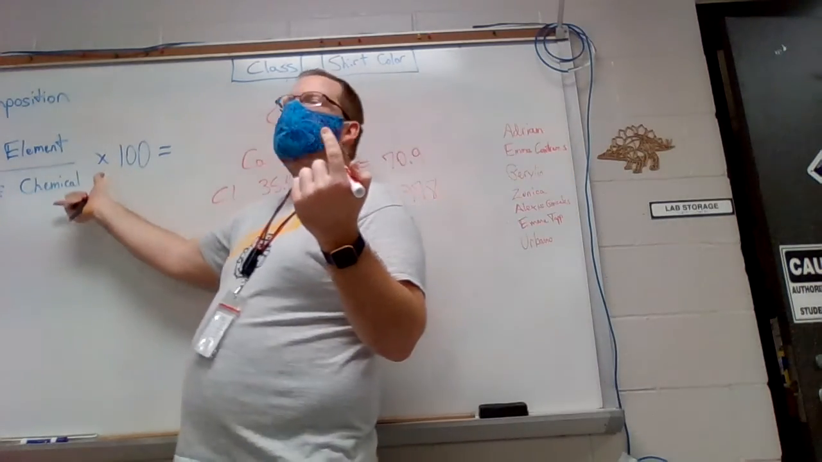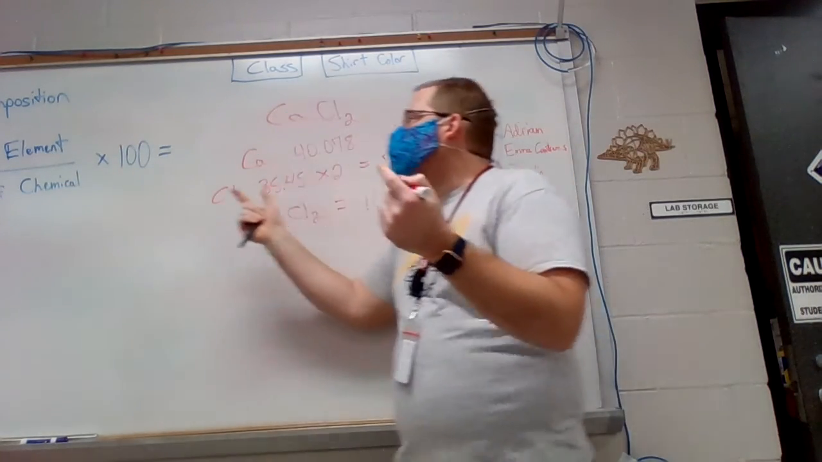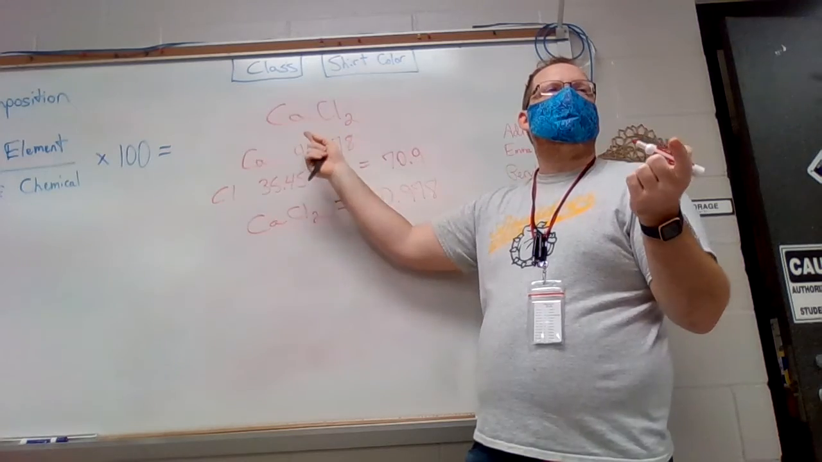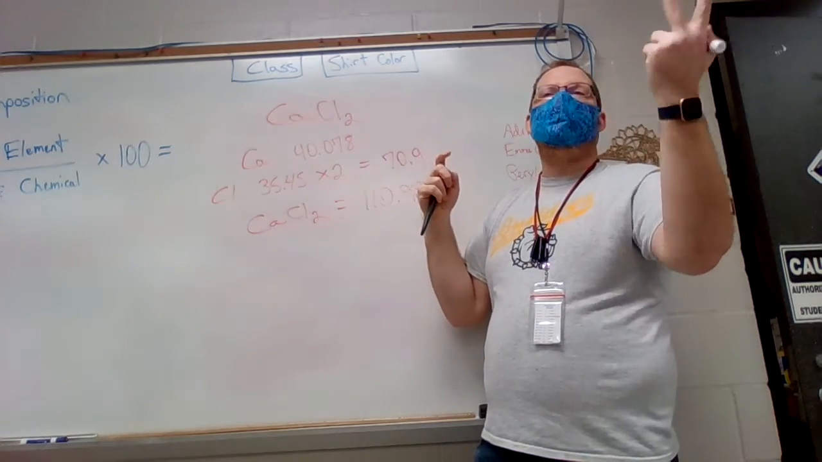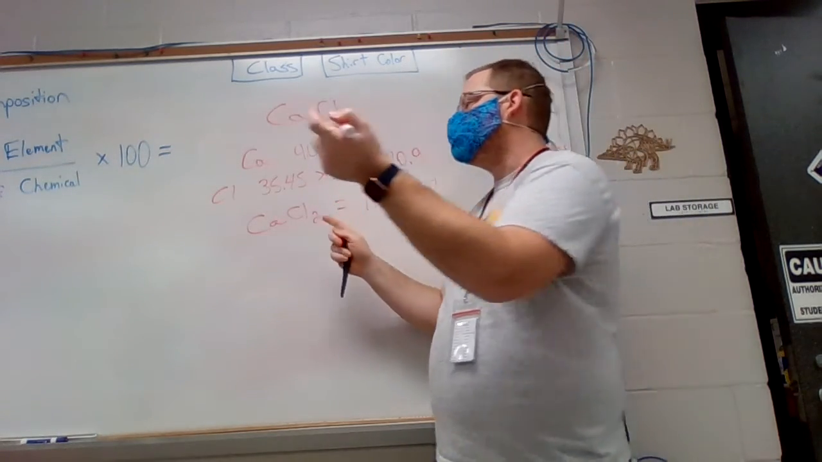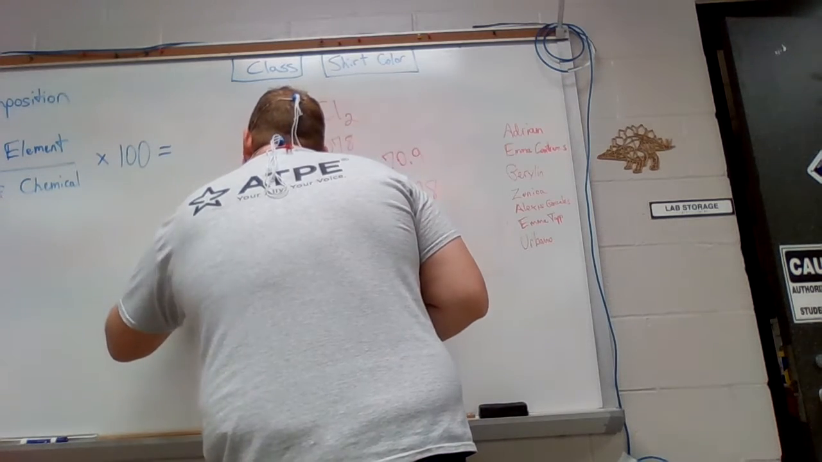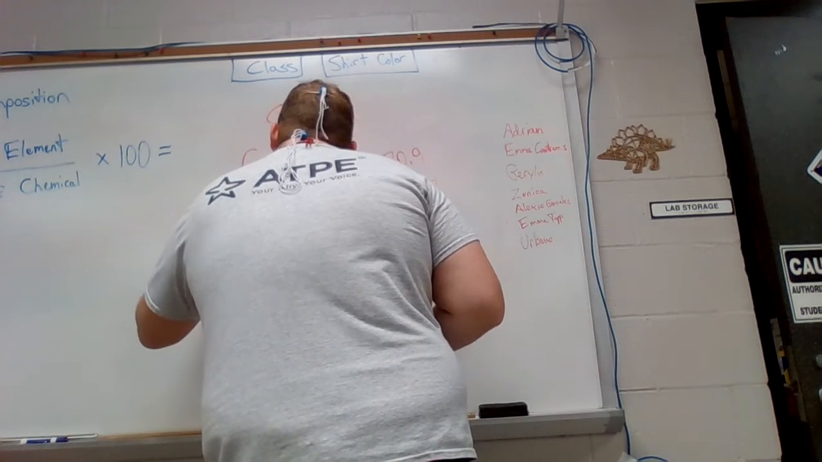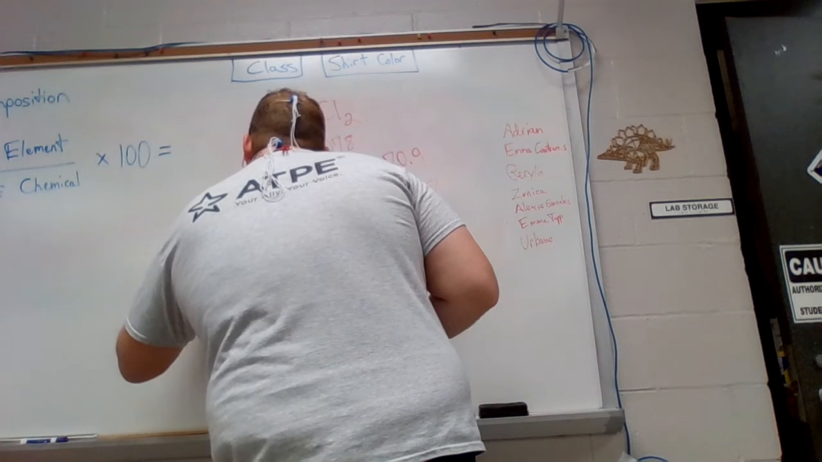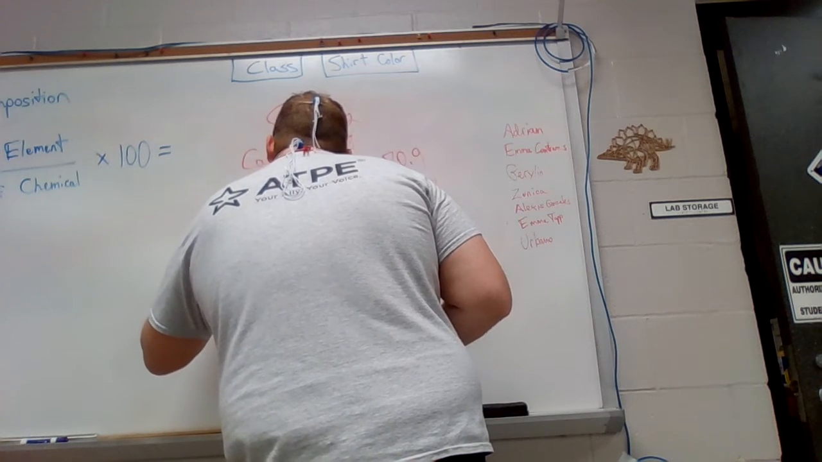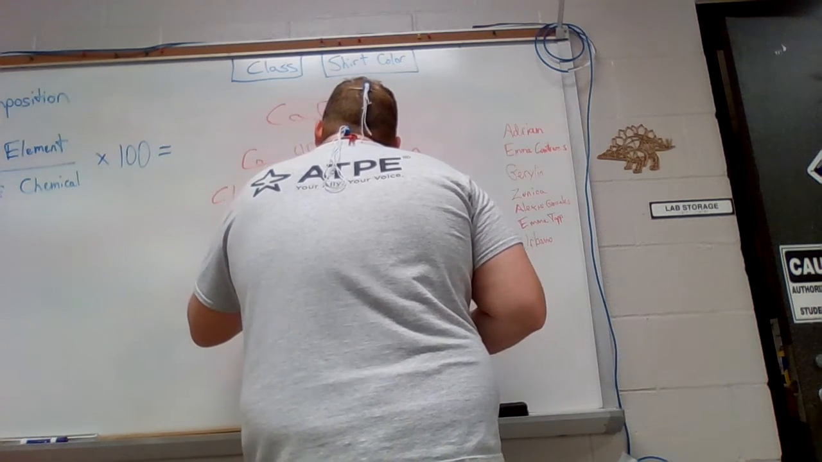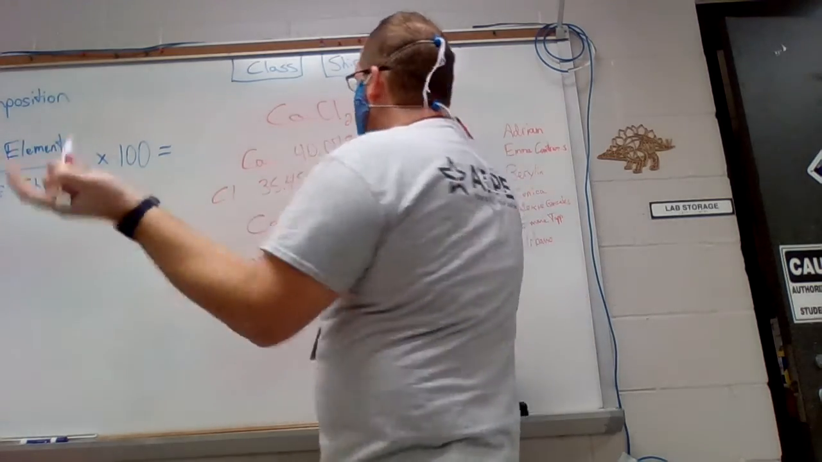Now I have everything I need to plug these in. They didn't ask about one chemical specifically. They want both of them, so I need to do both of them. I need to set it up in 2 problems. So I'm going to have calcium first, 40.078 divided by 110.978 times 100.